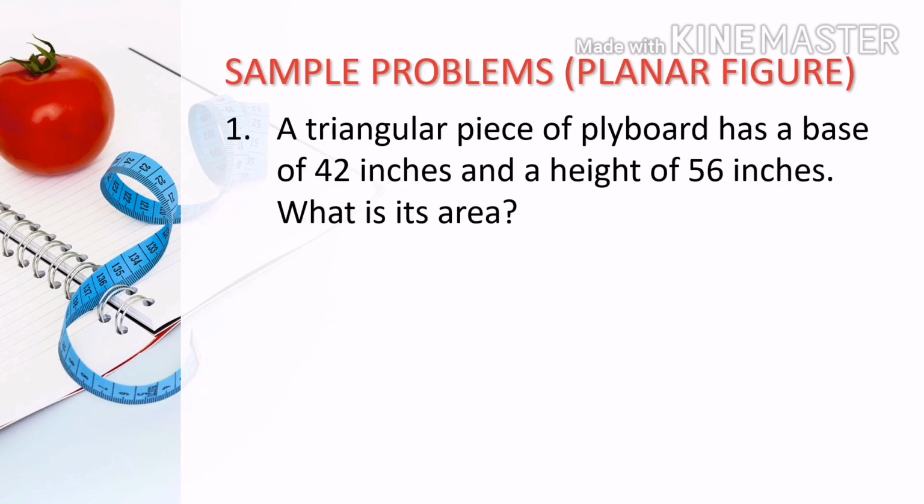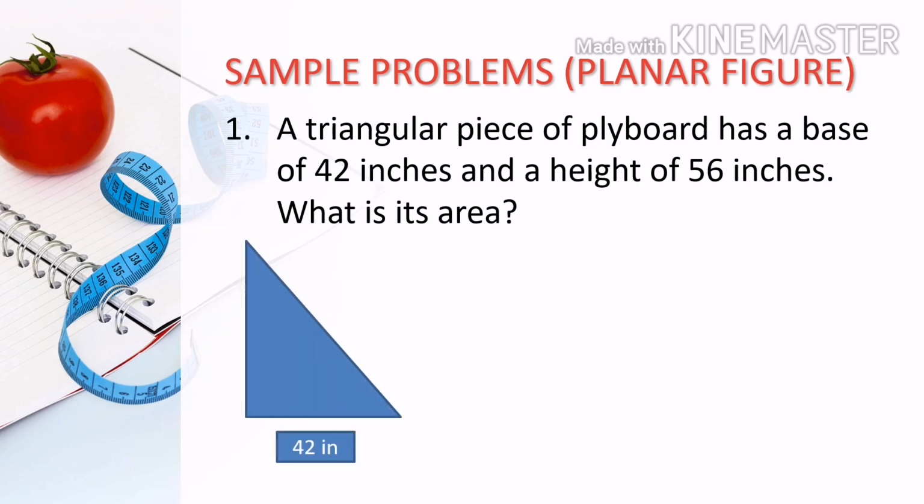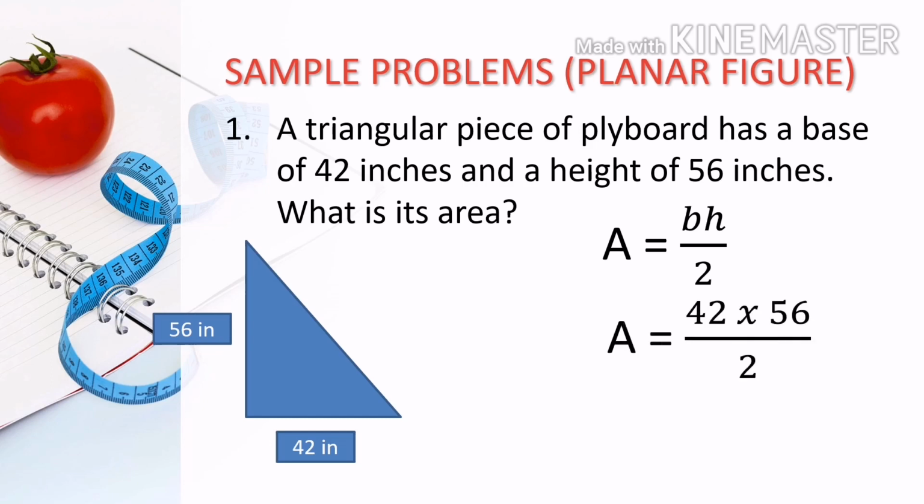A triangular piece of plyboard has a base of 42 inches and a height of 56 inches. What is its area? So obviously from the problem, triangle daw. Ang base, yung ilalim, is 42 inches. Ang taas is 56 inches. Ang formula natin for area ng triangle is base times height divided by 2. Substituting the given values, that would be 42 times 56 divided by 2. Huwag malilito, talagang kasama yung over 2 or divided by 2 dun sa formula.